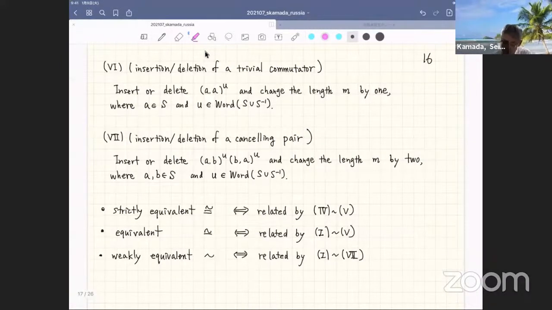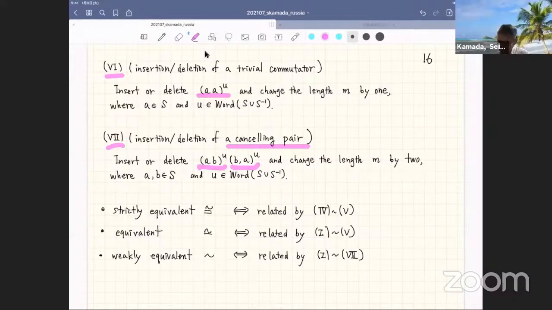And 6 and 7 are important. 6 is insertion or deletion of a trivial commutator, AA and U. And 7 is insertion or deletion of a canceling pair, this one and its inverse.